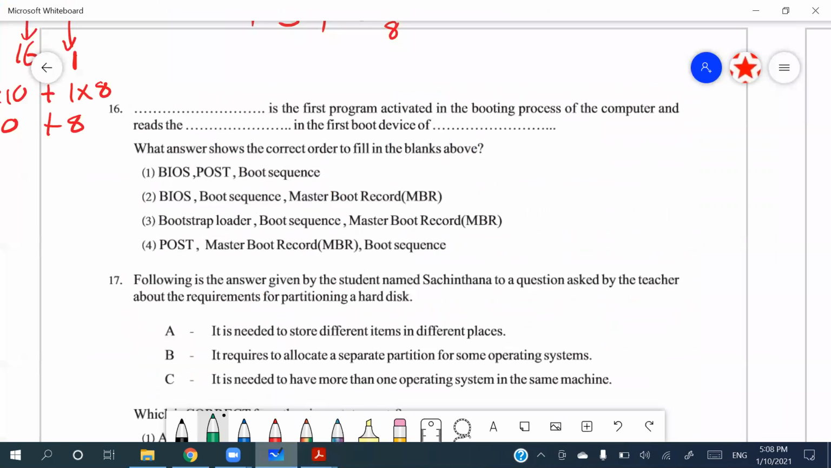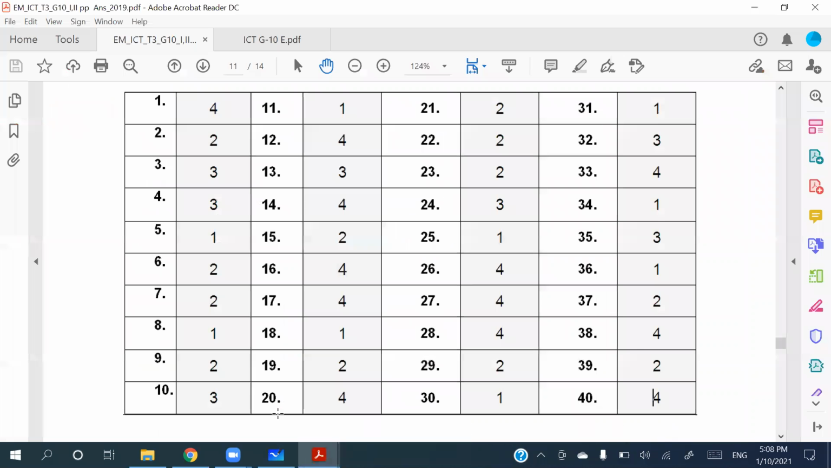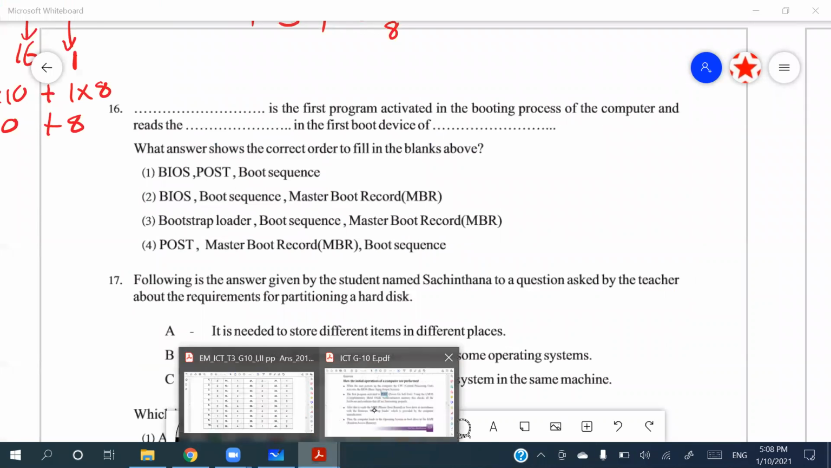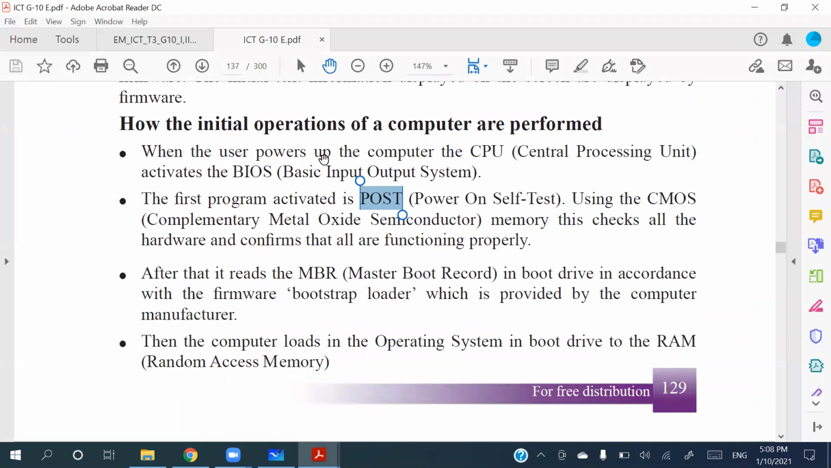So anyway, then it's going to be the fourth answer. What was the answer that they were telling? 16th? Yeah, 16 is the fourth answer. That is a little bit tricky, people, right? So you can see these steps. When the user powers up the computer, the CPU activates the BIOS. So activating the BIOS means the booting process might be the BIOS.